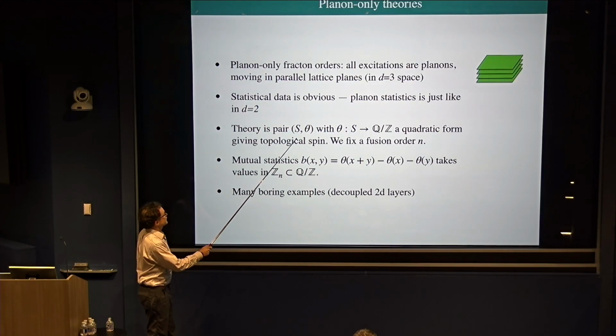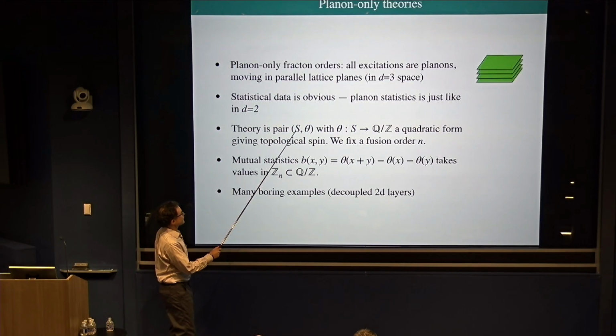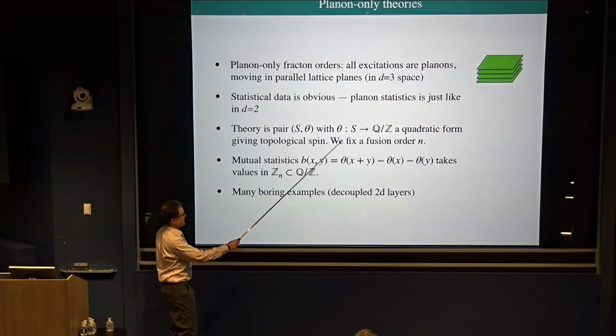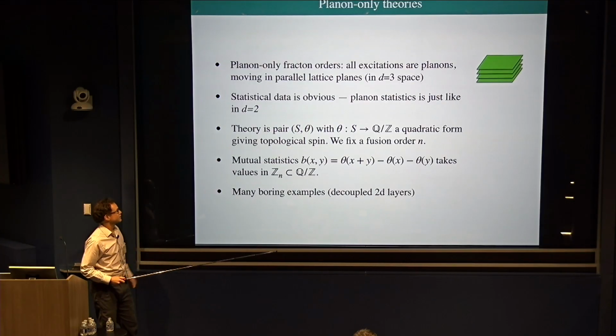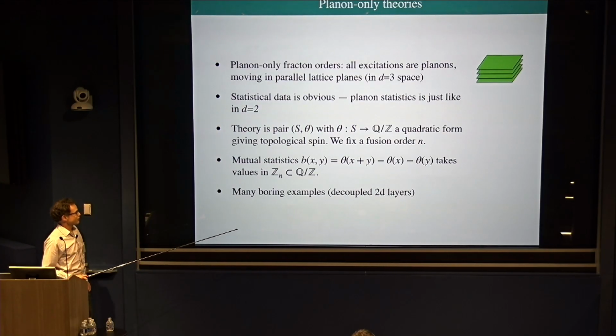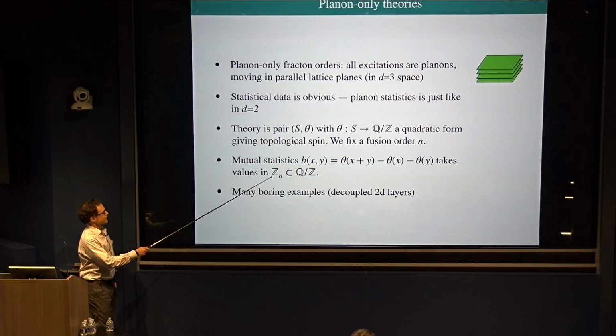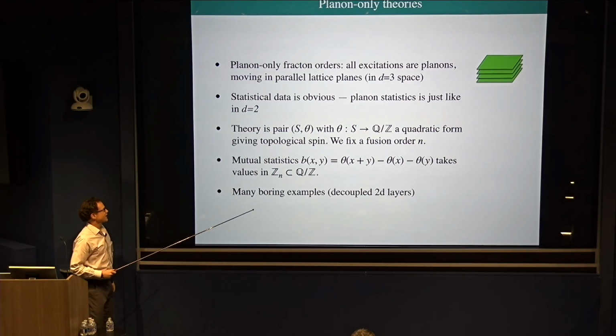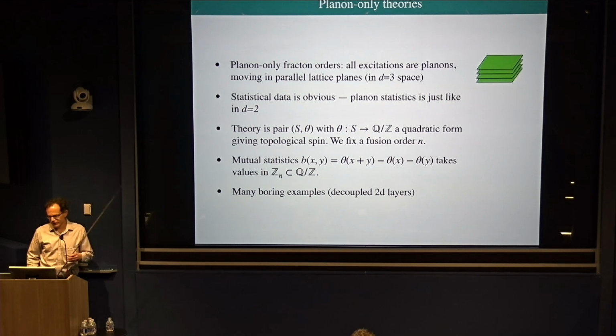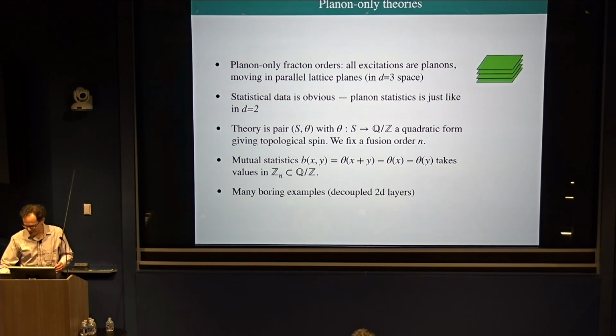All right? And so we know the algebraic data of a theory. It's a pair of S and theta, and now we know what theta is. It's just a quadratic form that gives the topological spin. So in this case, we just specify the self-statistics. And we'll fix a fusion order n. It's also true that in this case with fusion order n, you can check the mutual statistics. You can think of it as taking values in Zn. So of course, there are a lot of really boring examples here. You just take any 2D abelian anyon state, and you make a lattice of it, and you have decoupled layers, and kind of who cares about that.